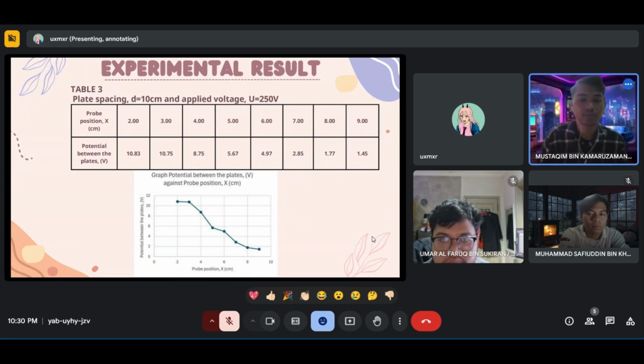This graph shows the potential between the plates V against probe position X in centimeter. When we are changing the probe position, it is the manipulative variable. And the result of the manipulative variable is the responding variable. The responding variable for our experiment is the potential between the plates in the unit of voltage. This graph is a decreasing graph.